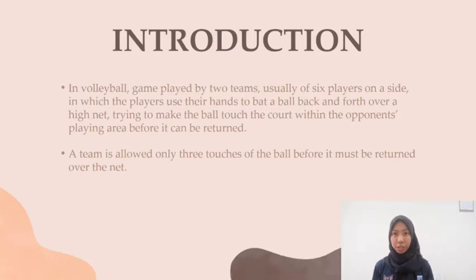Firstly, for the introduction, in volleyball, the game is played by two teams, where one side consists of 6 players. The players need to use their hands to bat the ball back and forth over the net in order to make the ball touch the court within the opponent's playing area before it can be returned. A team is allowed only 3 touches of the ball before it must be returned over the net.